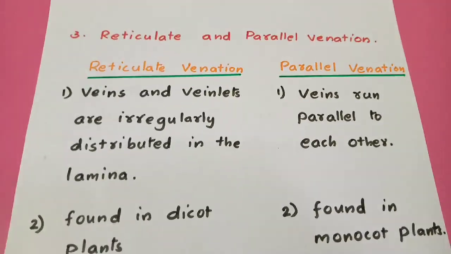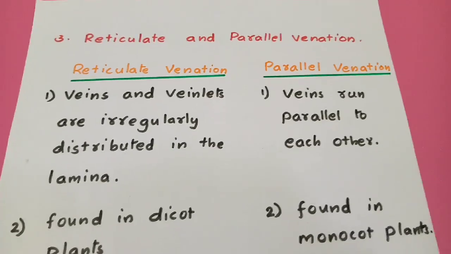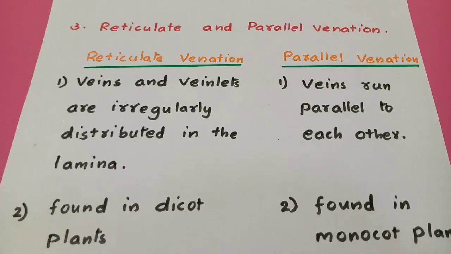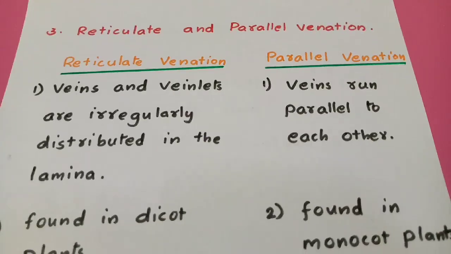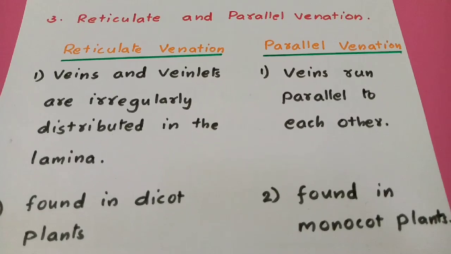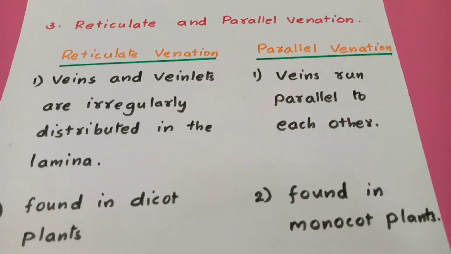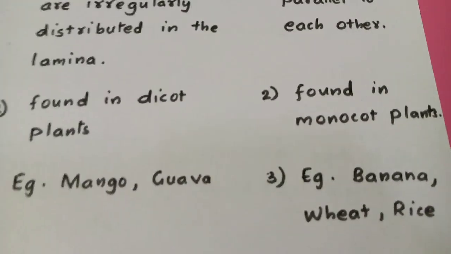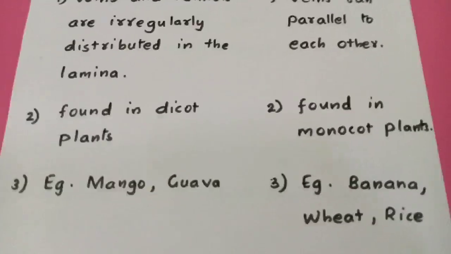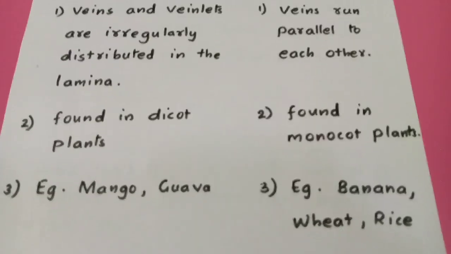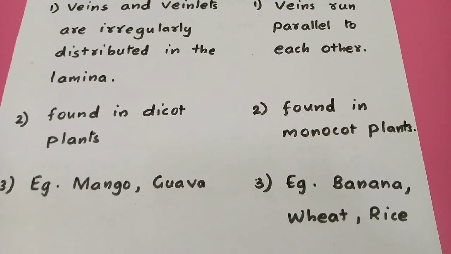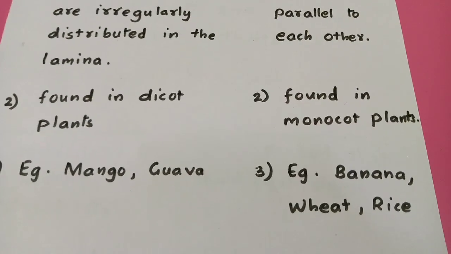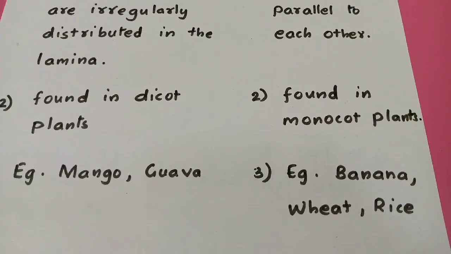Now the next is reticulate and parallel venation. We will see one by one. Reticulate venation: in reticulate venation, the veins and veinlets are irregularly distributed in the lamina. But in parallel venation, veins run parallel to each other. And reticulate venation is found in dicot plants, but parallel venation is found in monocot plants. Here examples also you can see: mango, guava are the examples for reticulate venation; banana, wheat, rice, etc. are the examples of parallel venation.